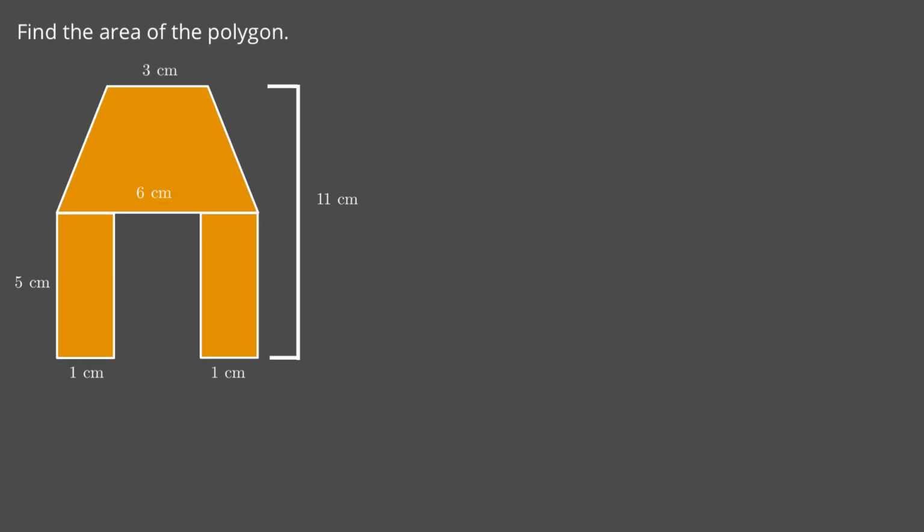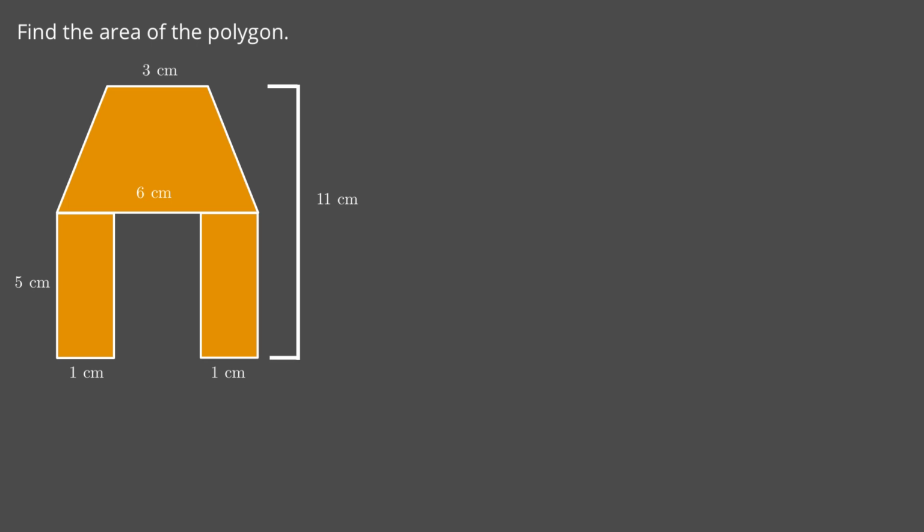All right, for our final example, they again ask us to find the area of the polygon. Go ahead and pause this video and try it on your own. Feel free to use both methods. For this one, I recommend starting with the additive method, where you find the area of all the orange shapes and add them together. Now that you've tried the problem, let's get started.